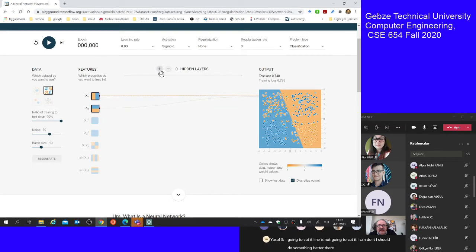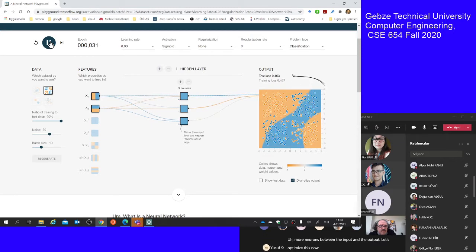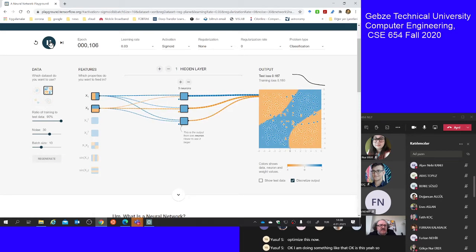That's why I am saying that I am going to add more neurons between the input and the output. Let's optimize this now. Okay, I am doing something like that. So this is getting better and better. As you see, my boundary is not a line anymore. It is something like that, and my training loss is 0.14. Test loss is something like that too. So it is doing very good. It's much better than 0.5.